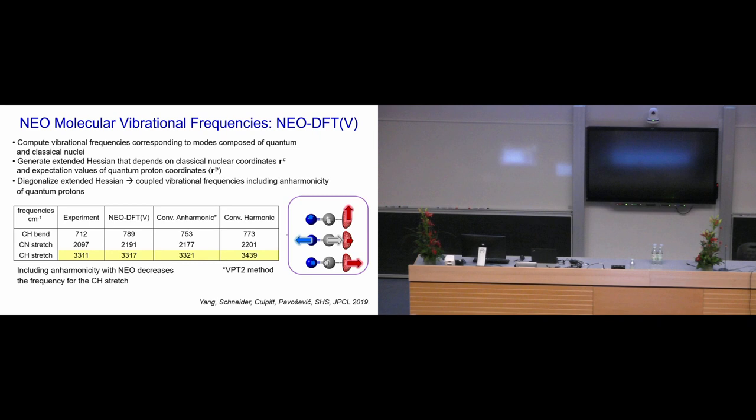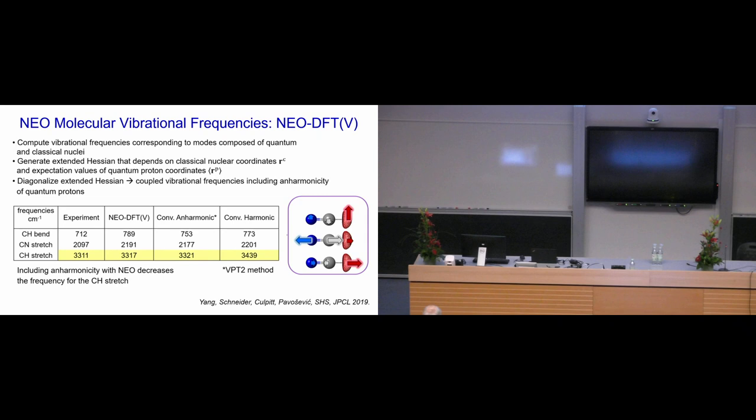And here's an example of HCN. We get all of these different coupled modes. Only the proton is quantum, but we generate this extended Hessian. Just focus on the lowest, the yellow highlighted row of this table here, and you can see that conventional harmonic calculation gets a frequency that's about 100 wave numbers higher than experiment. Not so unexpected. If you do a conventional anharmonic calculation, so you use, say, VPT2, second-order vibrational perturbation theory, you get much better. If we just do our NEO-DFT calculation, again, just a single point and a Hessian, we get spot on as well.